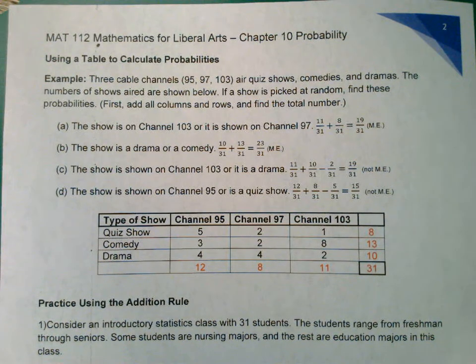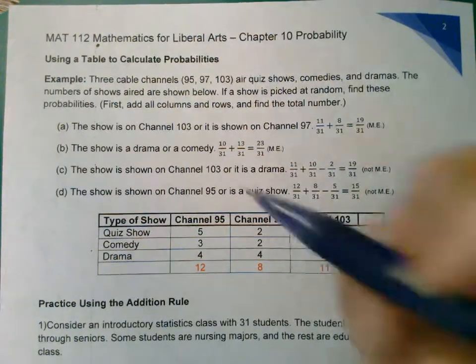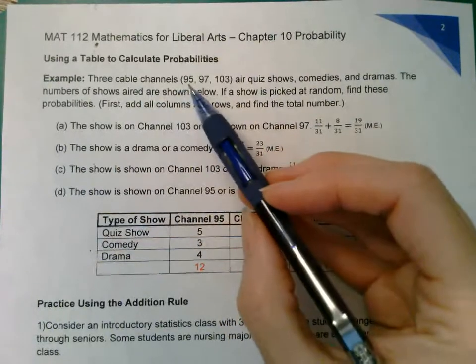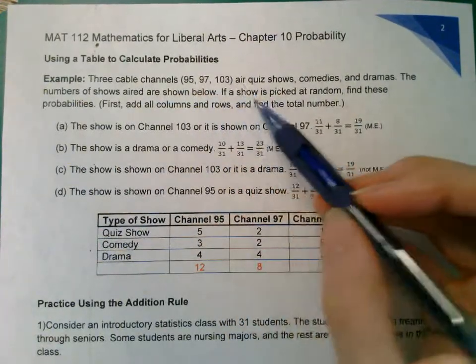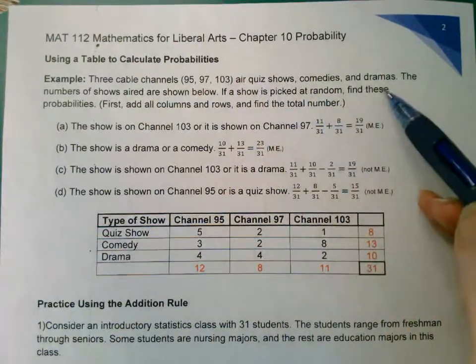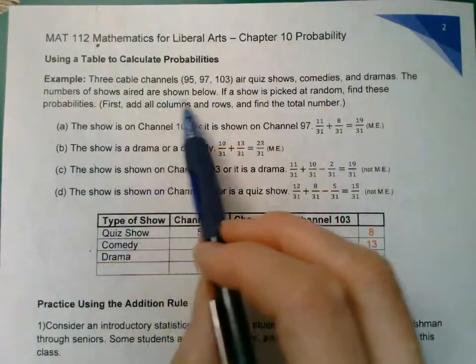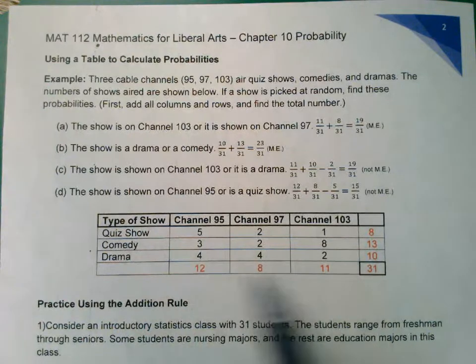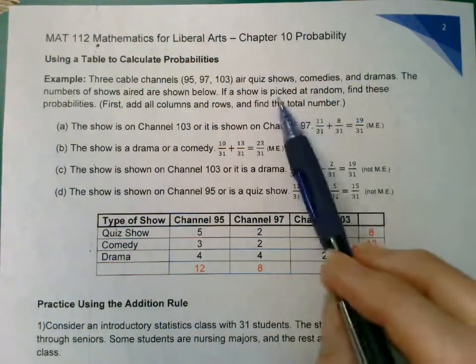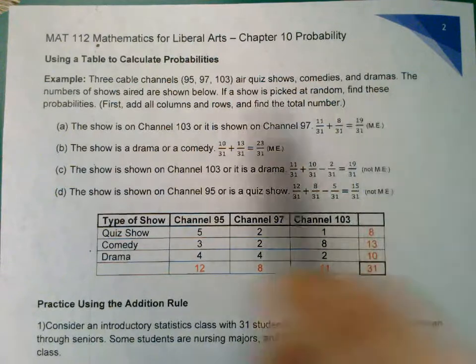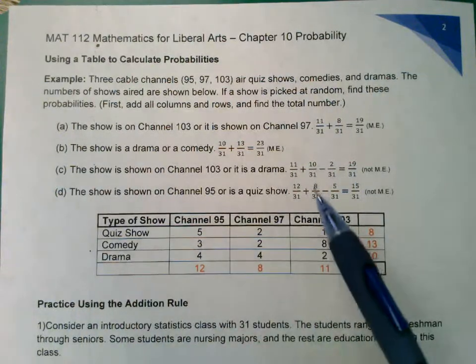Okay, Chapter 10, Section 7, Page 2, using a table to calculate probabilities. Three cable channels, 95, 97, and 103, air quiz shows, comedies, and dramas. The number of shows aired are shown in the table below. If a show is picked at random, find the following probabilities.